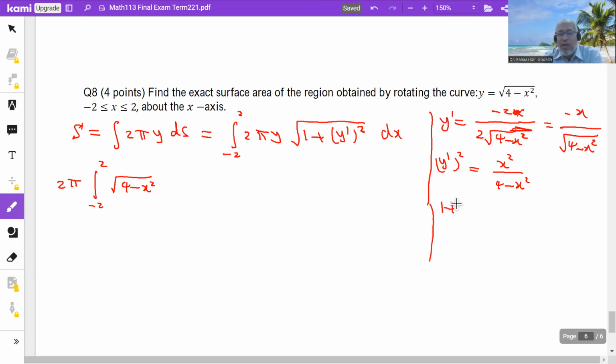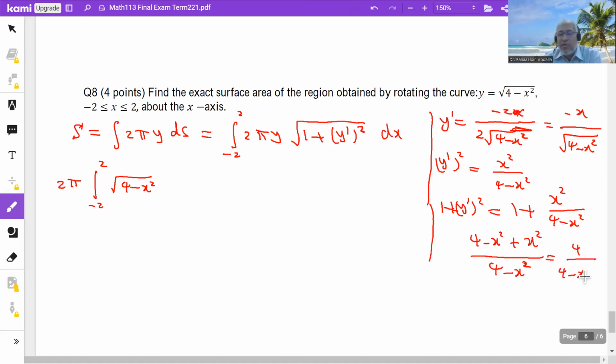So now what is 1 plus y prime squared? I'm finding this quantity. I need to add these two fractions. You use just the addition of fractions: 4 minus x squared times 1, plus x squared times 1. The x squared cancels with x squared, and the answer will be 4 over 4 minus x squared. So in fact, the square root of this quantity would be the square root of 4, which is 2, over the square root of 4 minus x squared, dx.